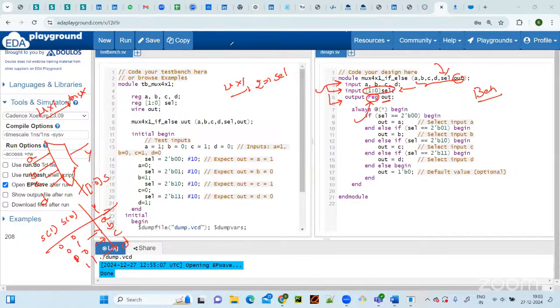If I write just SEL, it means only one signal. If I write [1:0] SEL, it means it has two signals, SEL[1] and SEL[0]. That is how I have taken my two selection lines, SEL[1:0]. Now see here.